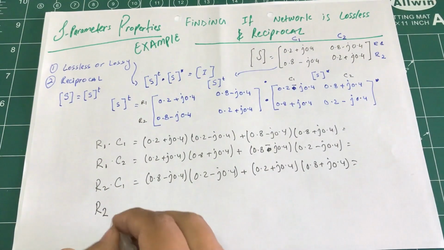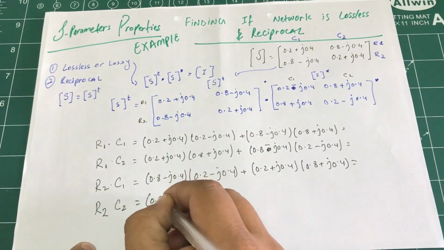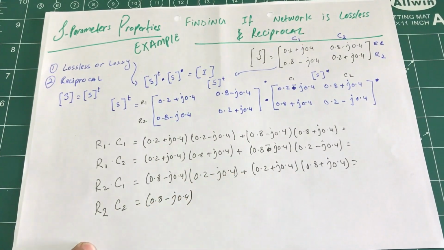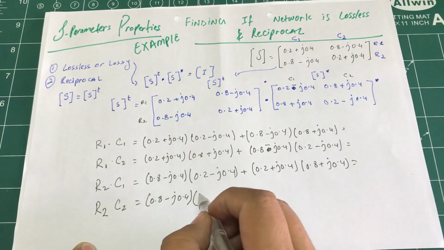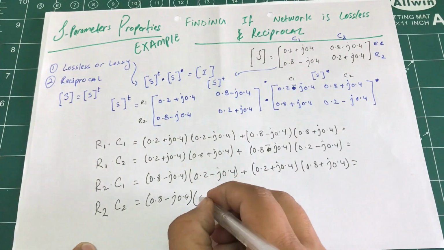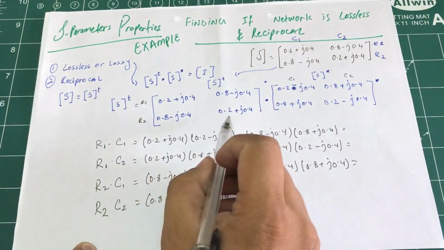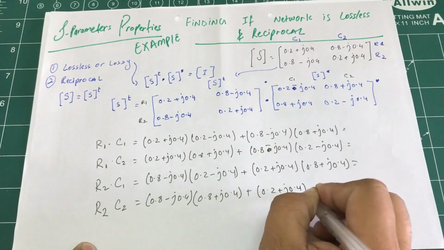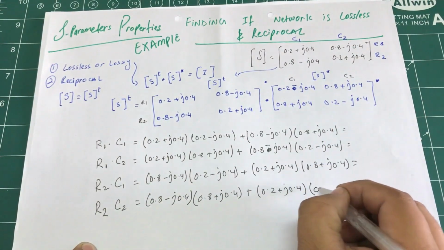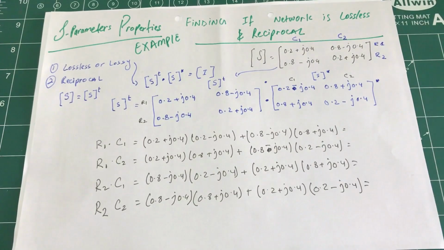So row 2, then we will have c2. So 0.8 minus j 0.4. All right, so far so good. Multiply by this guy, 0.8 plus j 0.4, plus 0.2 plus j 0.4 multiplied by 0.2 minus j 0.4. All right, so once I calculate this, I should get a unitary matrix.